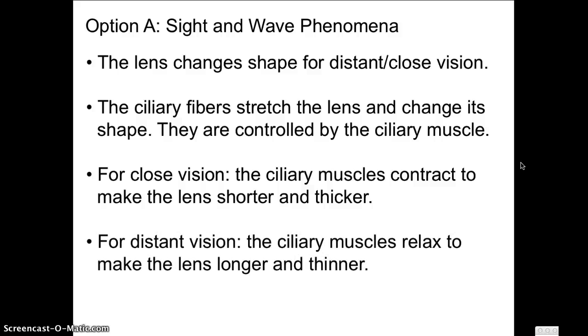And then for distant vision, those ciliary muscles relax. And when those muscles relax, it becomes a thinner ring. And so it's got a bigger radius because it scrunches out toward the edge. And that causes the ciliary fibers to pull on the lens and make it longer and thinner. So this is hard to understand without a picture. We have contracted ciliary muscles on the left, and then I'm going to show you relaxed ciliary muscles on the right. And this whole process I'm introducing here is called accommodation.